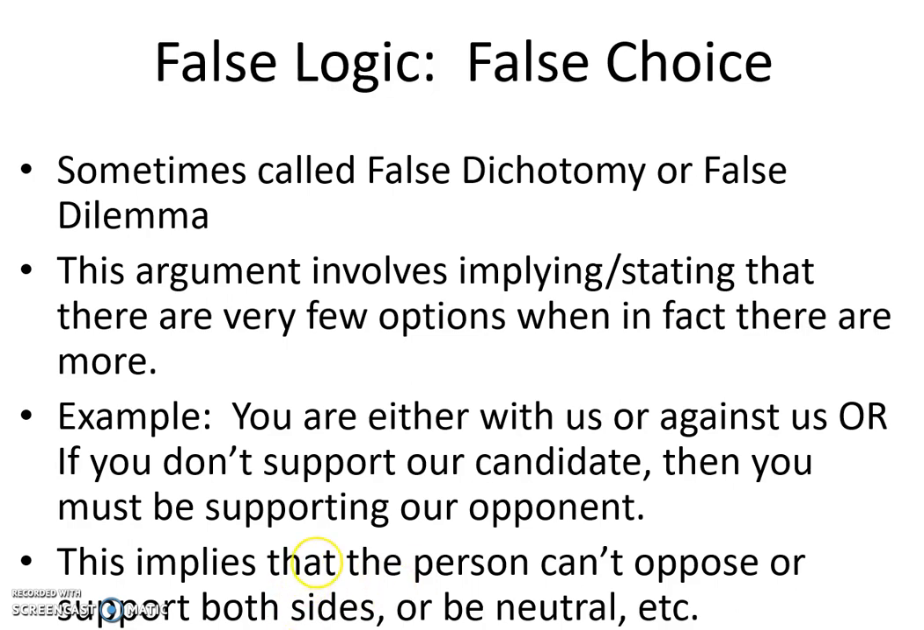And again, here's an example. You are either with us or against us, or if you don't support our candidate, then you must be supporting our opponent. It implies the fact that a person couldn't be neutral, couldn't like or dislike both.